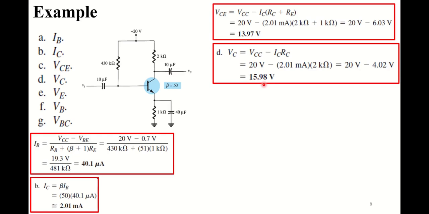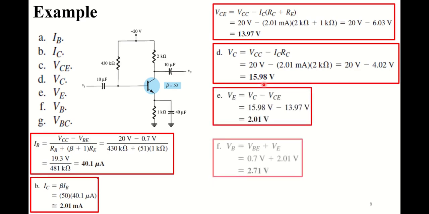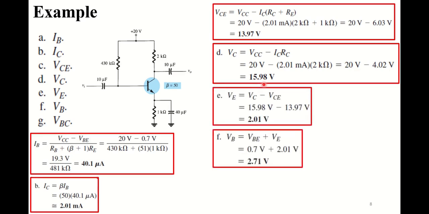Similarly, for finding VB in part F, we again need to apply the general formula of VAB is equal to VA minus VB, which in this case can be written as VBE is equal to VB minus VE, or VB is equal to VBE plus VE. That gives the value of base voltage to be equal to 2.71 volts.